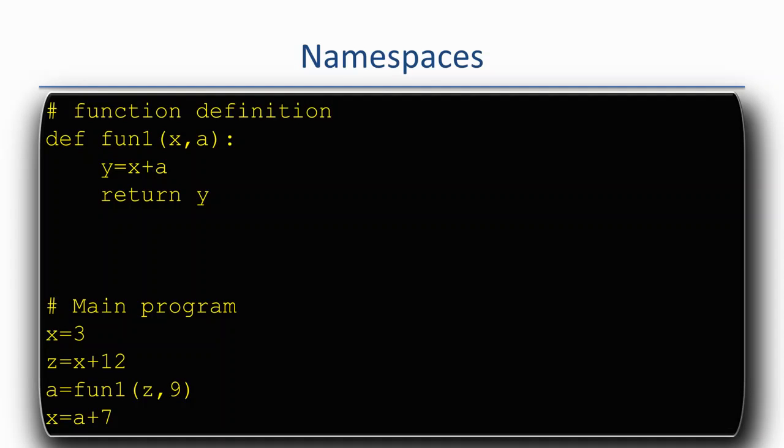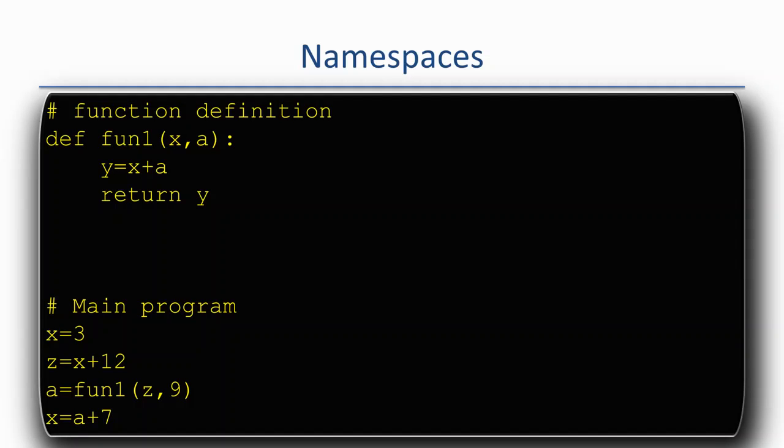Once the function returns, I assign the value of it to a variable called a, and then add 7 to a and assign it to the variable x. Conceptually, this program doesn't do anything. It's just an example to show you what happens in Python when you go through these statements and how the namespaces are created and deleted. So let's start executing this program.